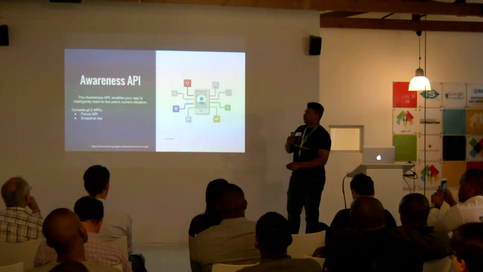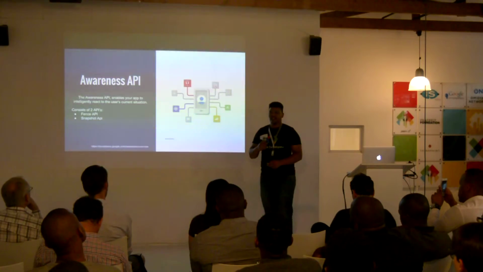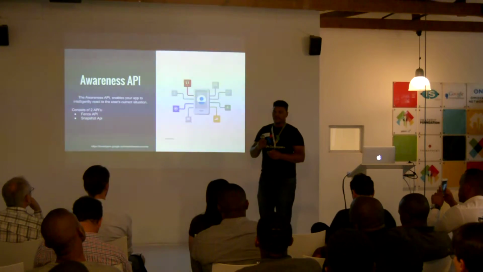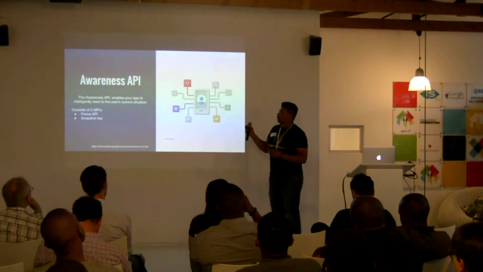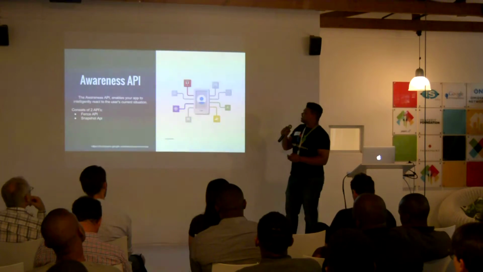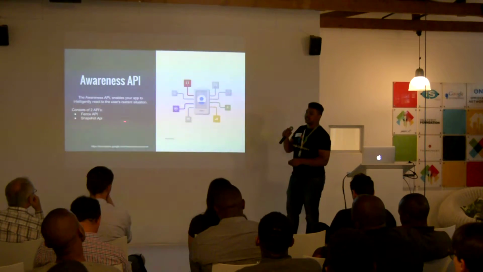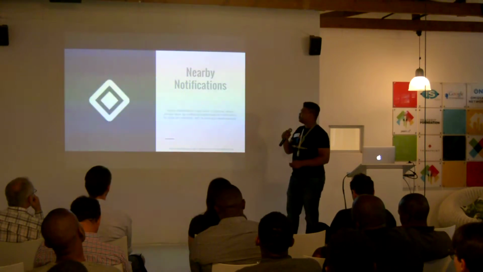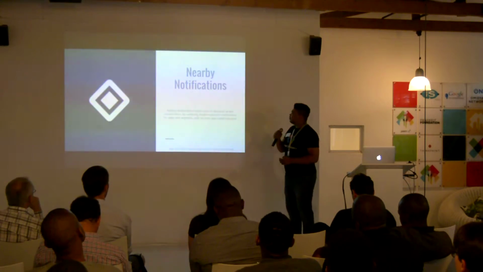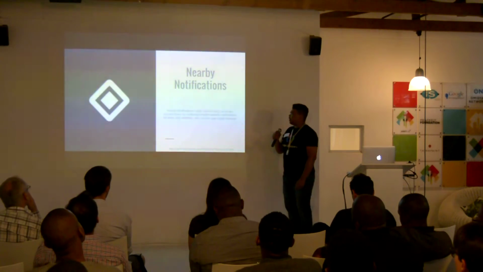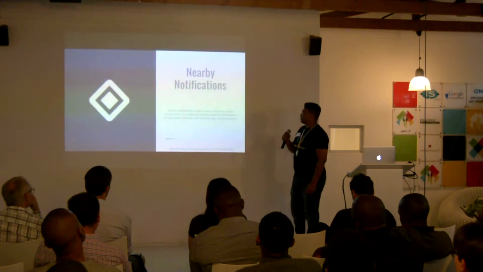The fences API tells you, okay, cool, I've just moved into a space where there's a beacon. So tell me, give me some information about that beacon, and then maybe use the snapshot API to actually get the information from the beacon. Okay, cool. Then there's the nearby message, the nearby notification API.